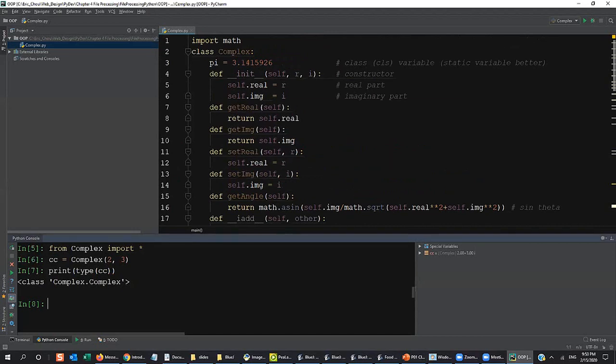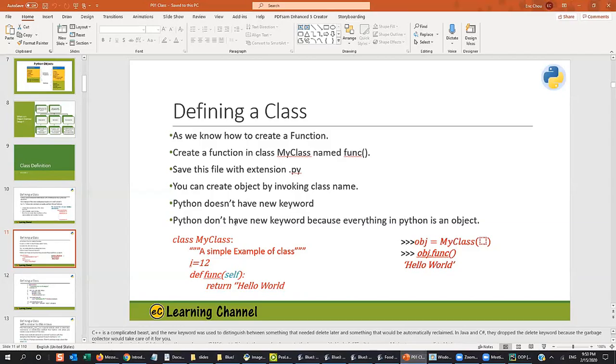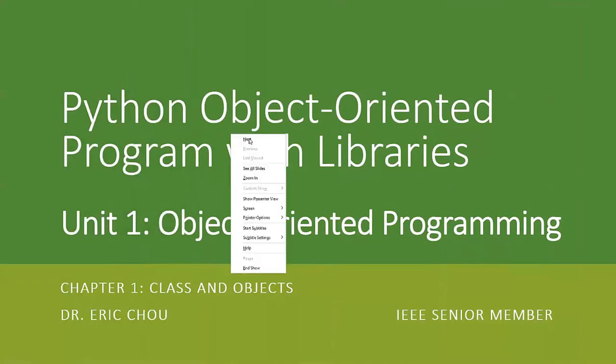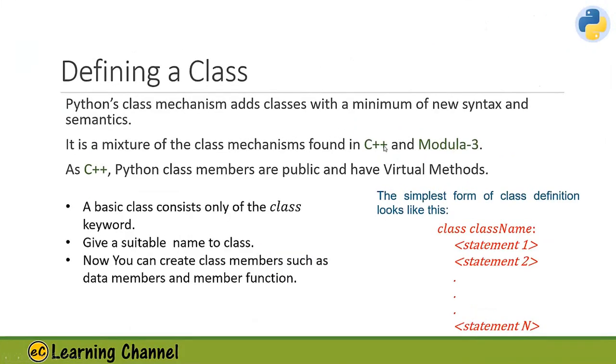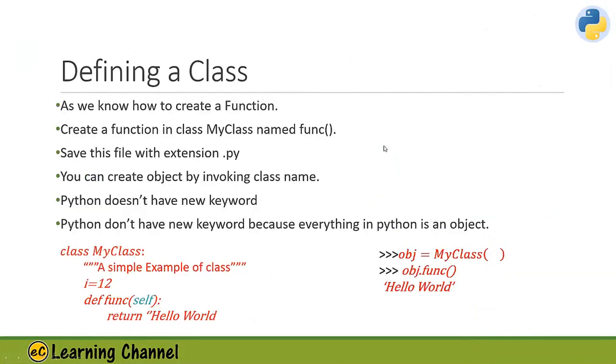This pi is like that. It's not an instance field. Real or imaginary is an instance field, and you put it over here. So it's a little bit different from Java. So we have that, and you can define a function, and you see a self.